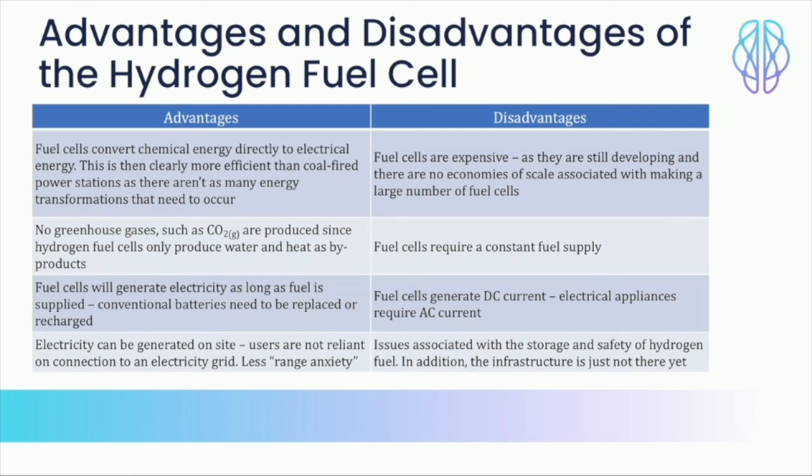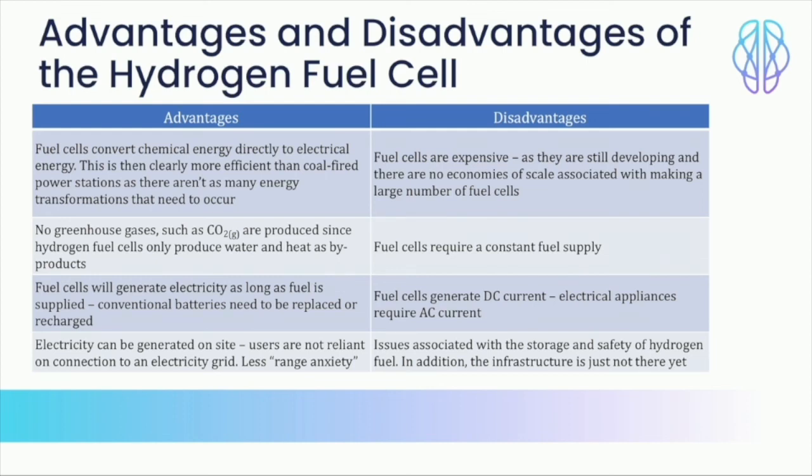Also, fuel cells can generate electricity as long as we supply them. So especially with cars, for example, we can have an electric car, but that's something that needs to be recharged. Whereas for a hydrogen fuel cell, we can constantly make electricity provided that we have hydrogen on board. So there's no sense of range anxiety, if that makes sense.